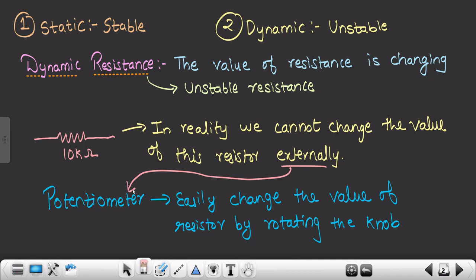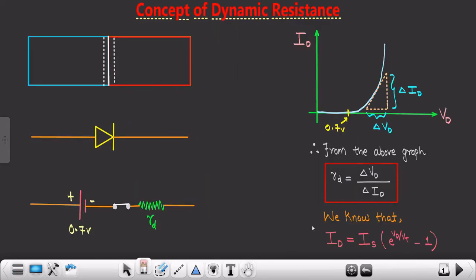Okay, I hope you are getting my point. That means we are basically doing the same thing over here. In this particular scenario we were unable to do so, so we introduce a potentiometer. But now see over here, we are dealing with a diode, and this particular concept deals with the diode. That means the dynamic resistance of a diode. I hope you are getting my point.